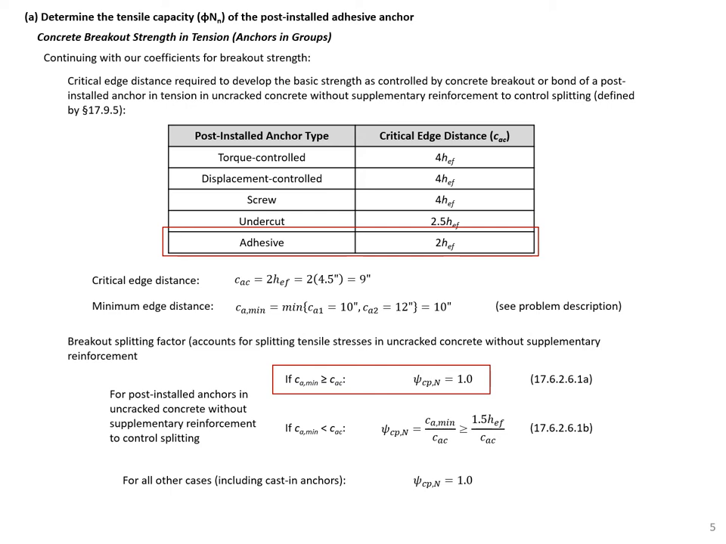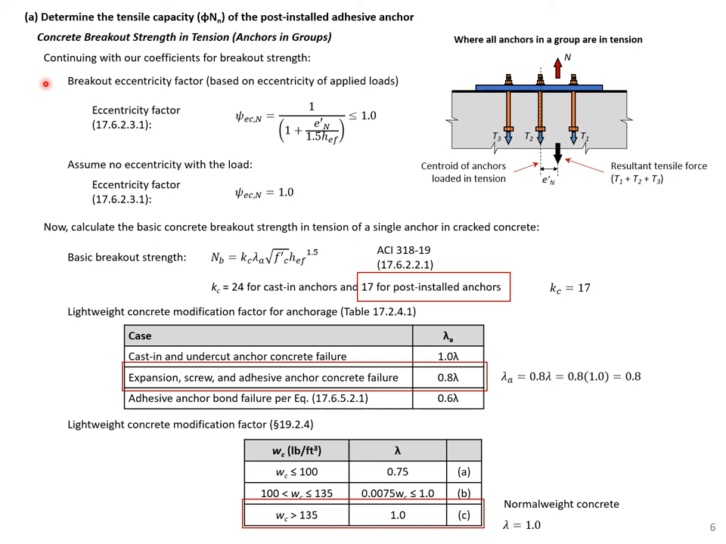Our next factor takes into account the eccentricity of the load compared to the connection. And we're going to assume that we don't have any eccentricity with our load. So we'll use an eccentricity factor of 1.0. Now that we have all of our different coefficients for our breakout strength, we can calculate our basic breakout strength using this equation shown here.